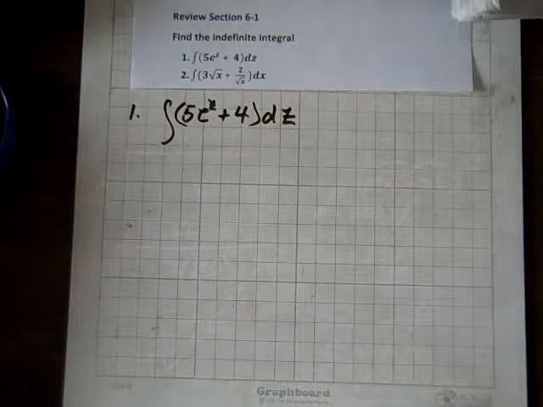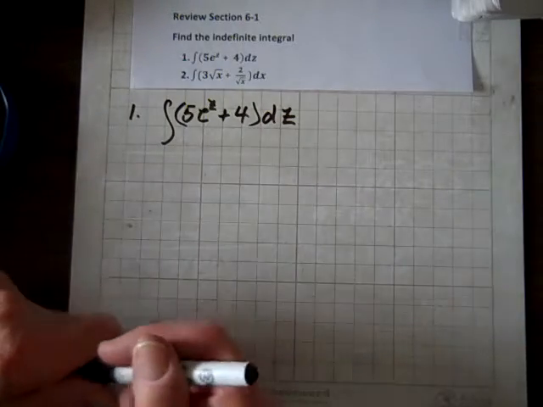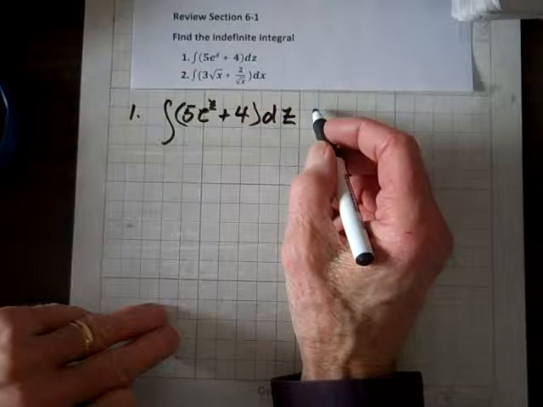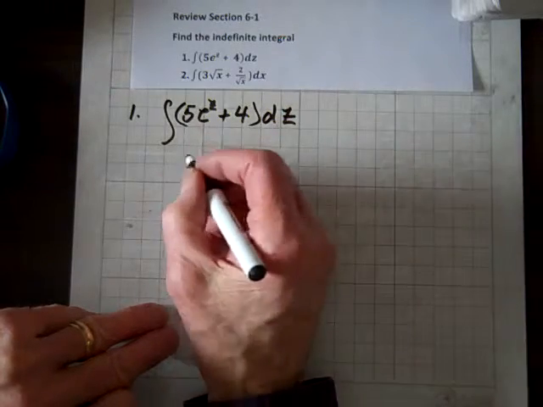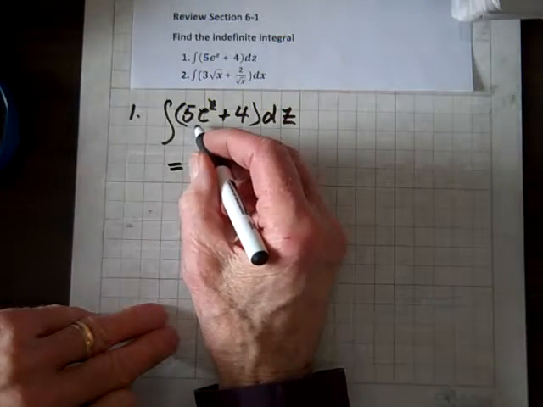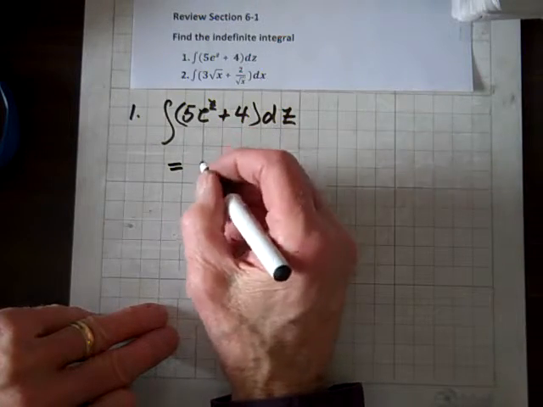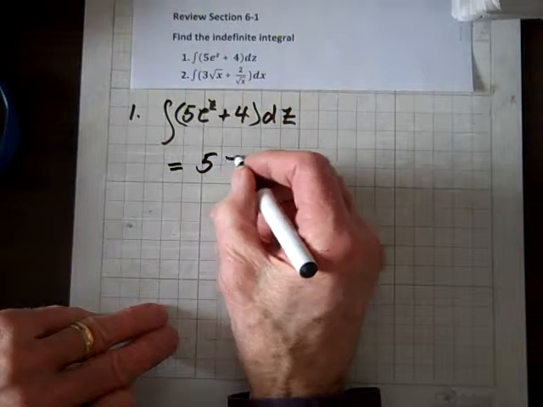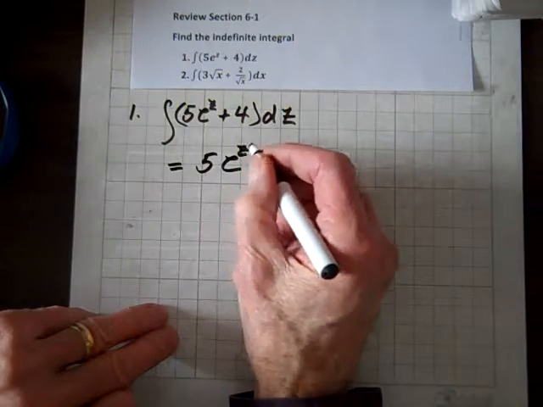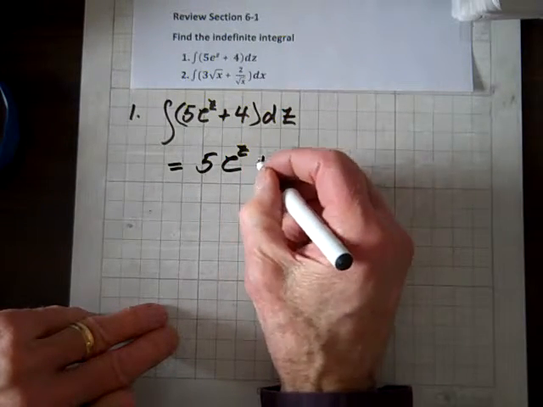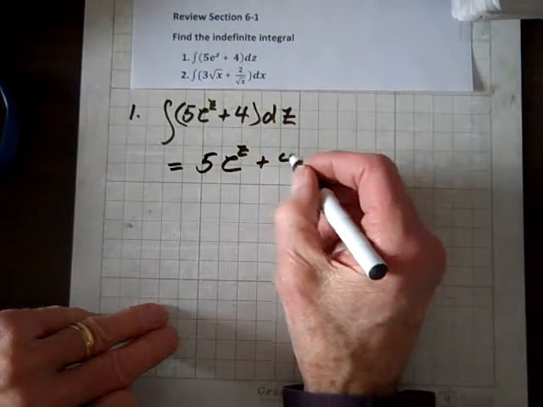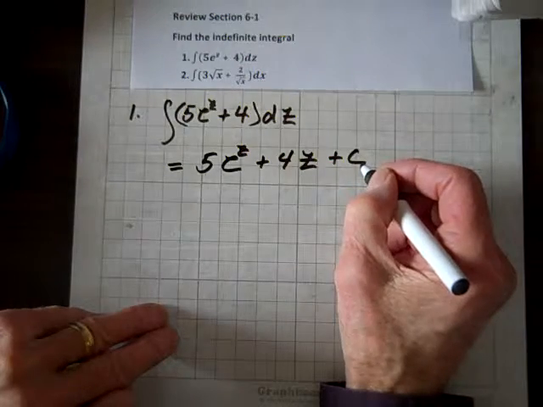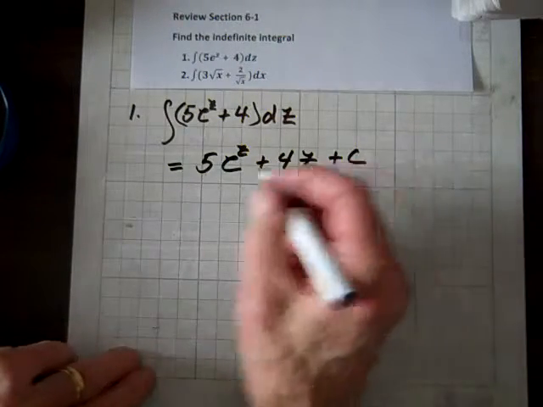Okay, now we're doing the review for section 6-1, and we have to compute this integral. The integral of 5e to the z: we know the integral of e to the z is just e to the z, so that's going to be 5e to the z plus 4z plus c, and we're done with that. Let's do another one.